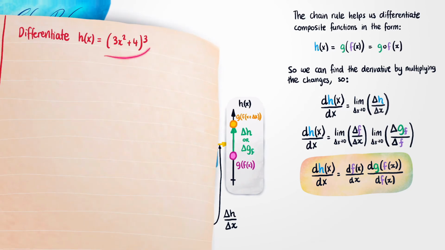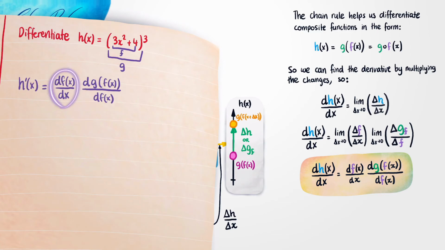So in this example over here, we'd like to differentiate this function, 3x squared plus 4 all to the power of 3. To do this, we first have to recognize that this inner part can be called f of x, and the outer part would be g of x. So to make our lives easier, I'm going to go ahead and write out the formula first. So dealing with this first term over here is actually really easy. We just have to find df on dx, and f is just this part inside.